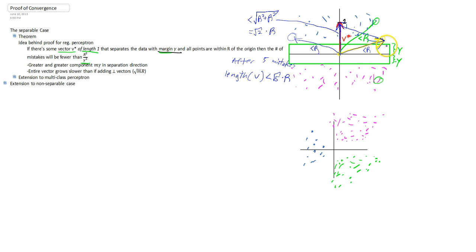Okay, so that's just looking at the overall length of our vector. On the other hand, each time we make an update, whether it's from this point and then this point, the component in that direction increases by at least gamma each time, right? So we could say, let's call this the y direction.